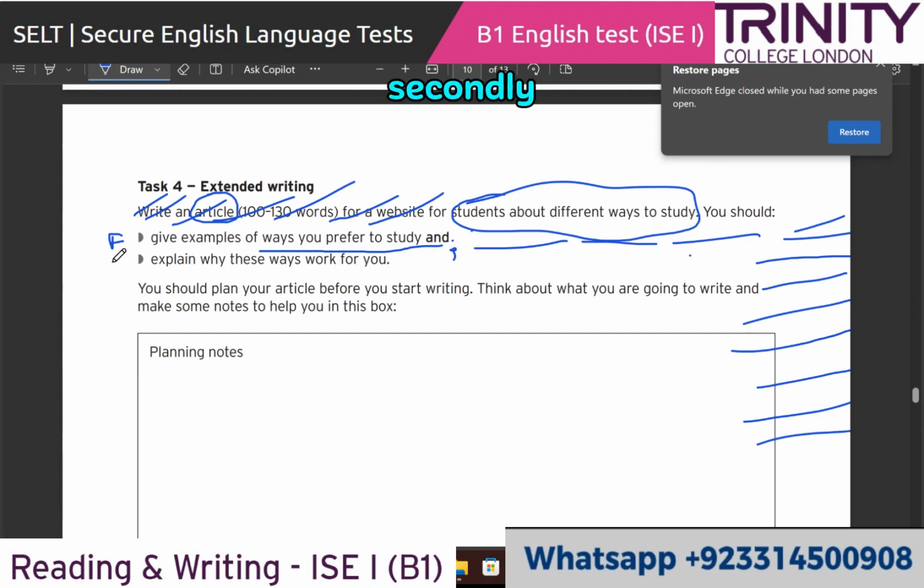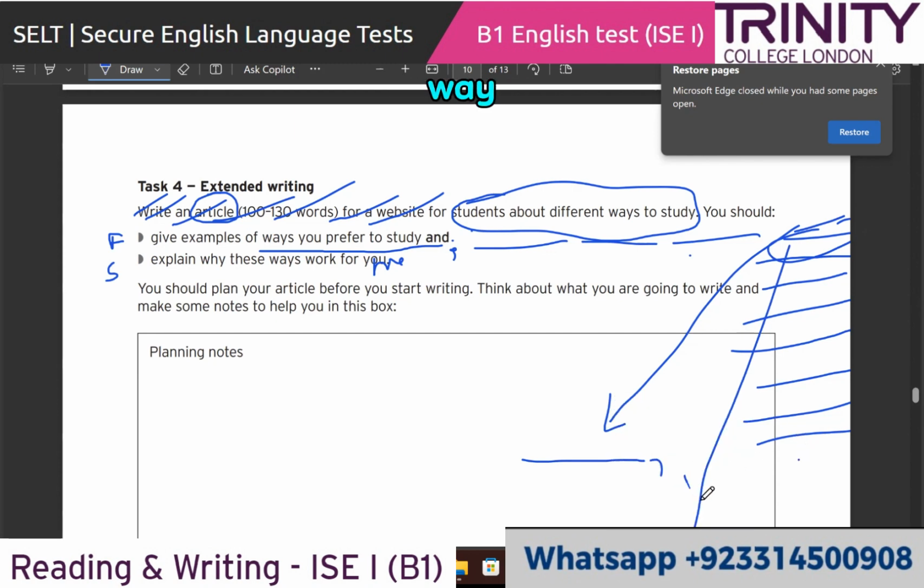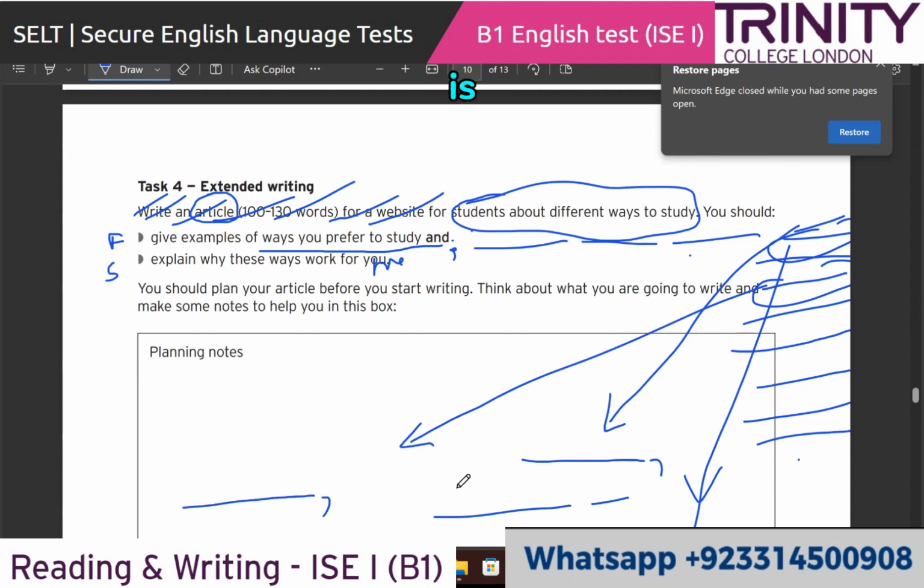Then secondly, I want to explain why these ways work for me. So you say, studying alone is a good way to study because I can learn very fast, comma. Studying in a group is a good way to learn for me because it's a fun way to study with friends. It's not boring. Studying in the morning is a good way to study for me because I can learn very fast as my mind is fresh. Is this difficult? Tell me, everyone.